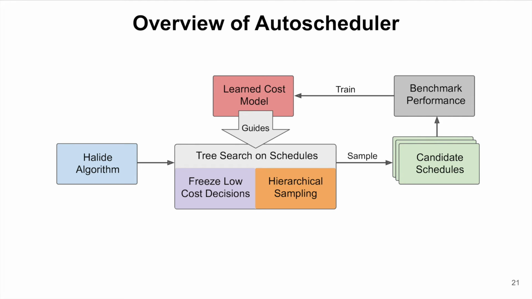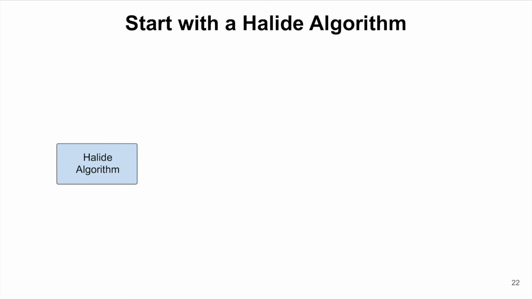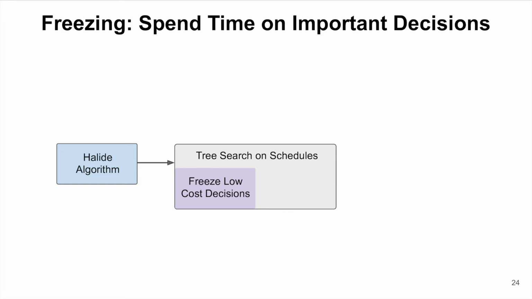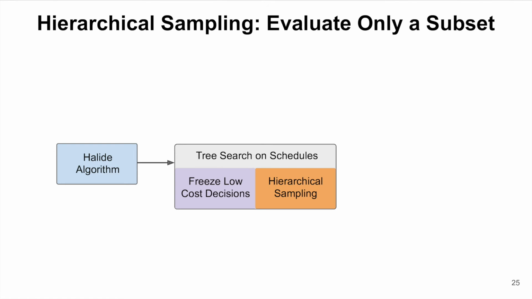Now, I'll give an overview of the auto-scheduling system as a whole before I describe each component in more detail. As before, we start with the Halide algorithm as input. We perform a tree search over the space of schedules. This operates in two stages. First, it identifies the low-cost stages, makes coarse-grained decisions for them, and freezes those decisions. It then schedules the rest of the algorithm using hierarchical sampling.